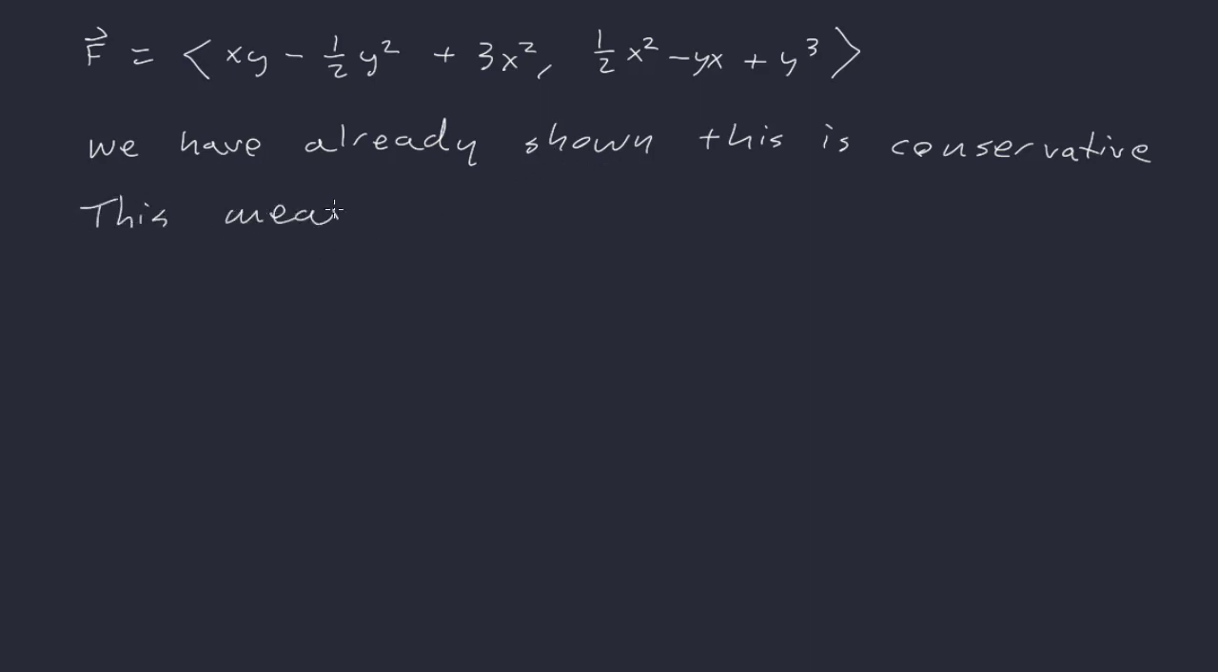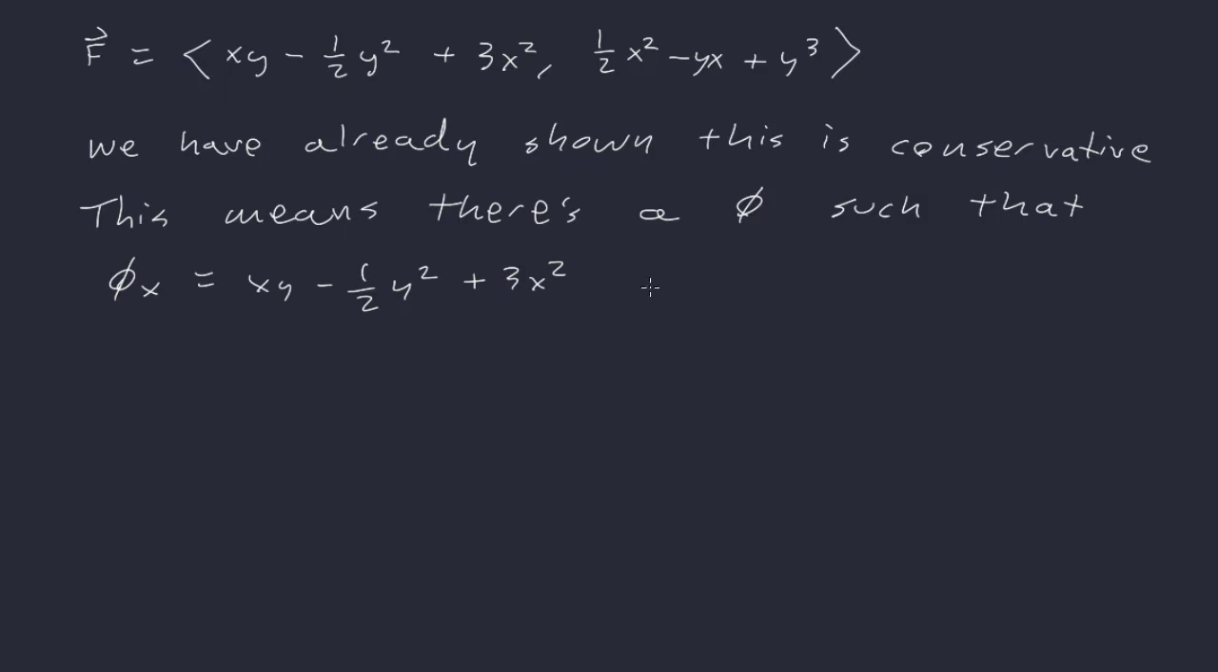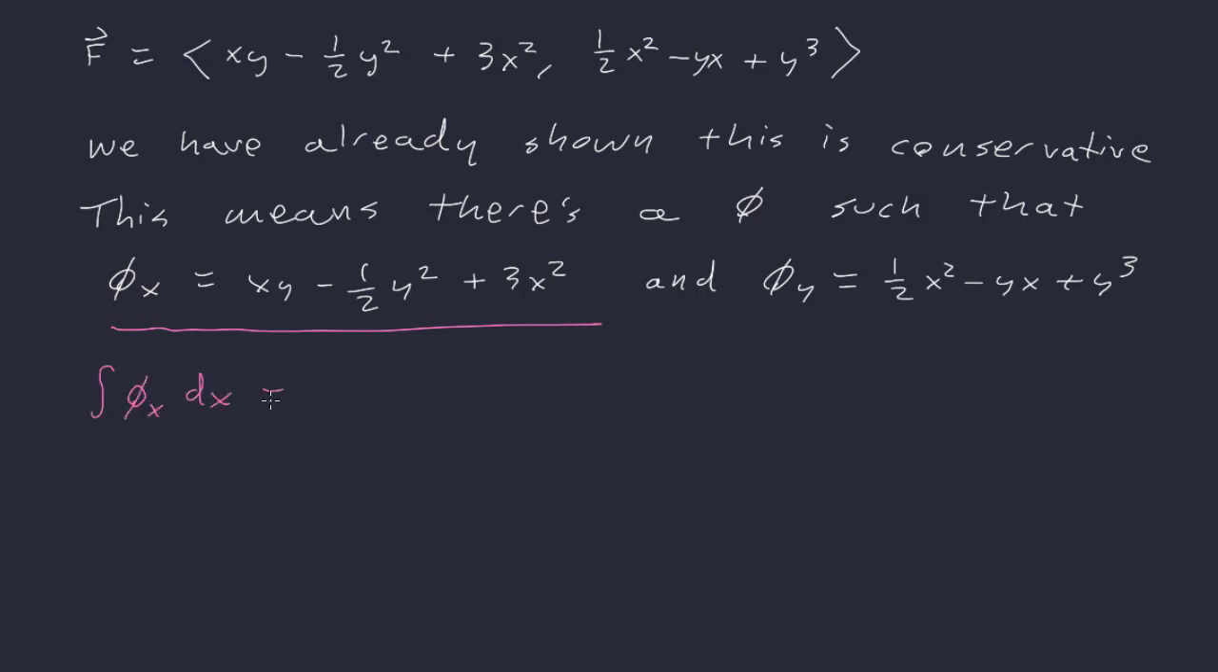So this means there's a phi such that phi sub x is equal to xy minus 1/2 y squared plus 3x squared, okay? And phi sub y is equal to 1/2 x squared minus yx plus y cubed. Okay, sometimes it matters which one you want to start with, other times it doesn't. So if it doesn't really matter in this case, I'm going to start here. Okay, so if I have phi sub x is equal to this thing, I'm going to integrate both sides with respect to x.